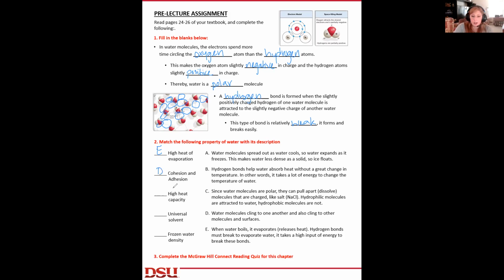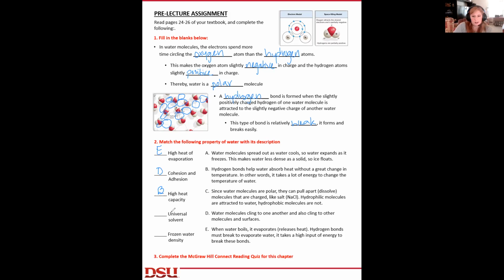Cohesion and adhesion, this is D. Water molecules cling to one another and other molecules and surfaces. Just going to talk about that with the straw thing. High heat capacity, this is B. Hydrogen bonds help water absorb heat without a great change in temperature. Again, this is like with E, the high heat of evaporation. It's because of the high heat capacity of water.